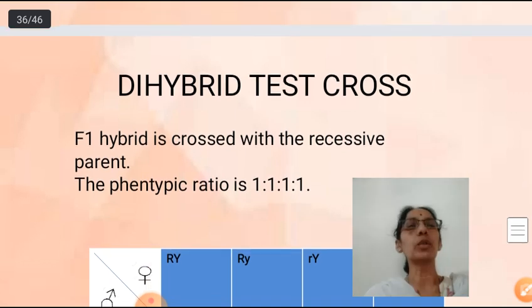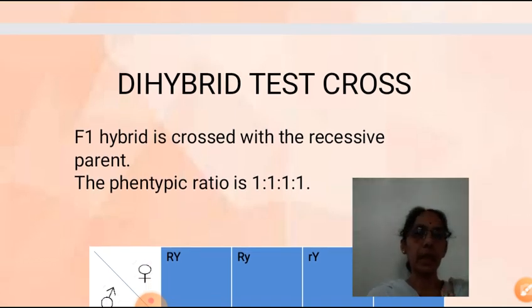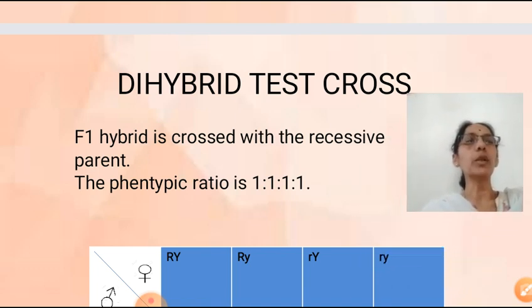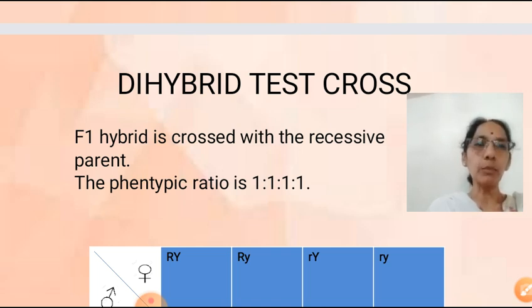Now let us pass on to a dihybrid test cross. You know what is a test cross? Test cross is crossing an unknown genotype with the recessive parent. Why with the recessive parent? Because for the recessive parent, the recessive allele always expresses itself under homozygous condition. So we know the genotype of the recessive plant, right? That is why we are not crossing with the dominant one. We are always crossing with the recessive one.